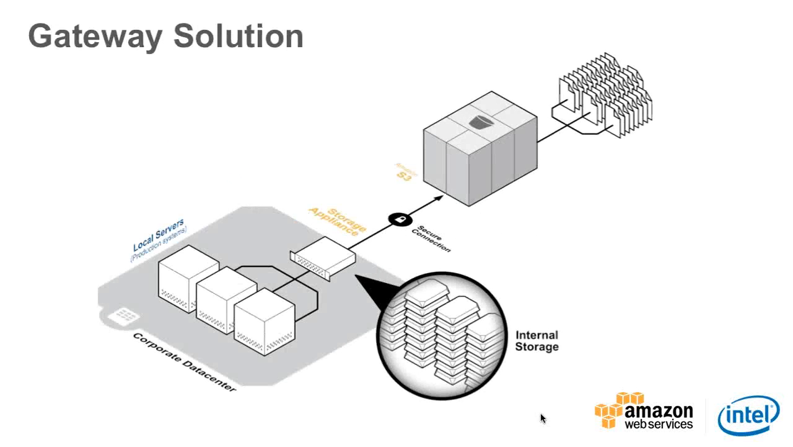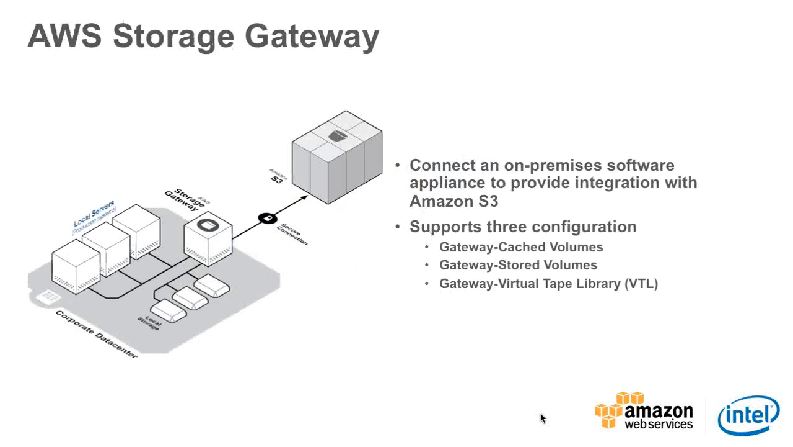So let's think about a scenario where you have internal storage and you want to have a storage appliance within your corporate data center or your local service, then potentially production systems, and you want to create backups into our Amazon S3 service, our highly durable Simple Storage Service. This is where the so-called AWS Storage Gateway comes in handy.